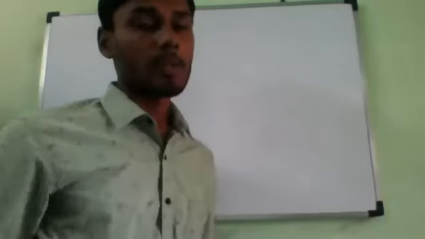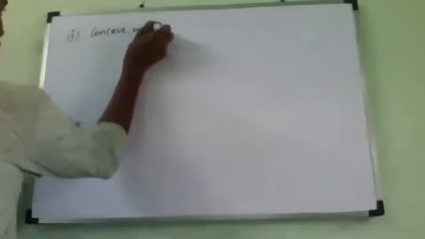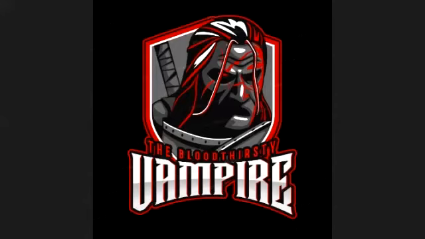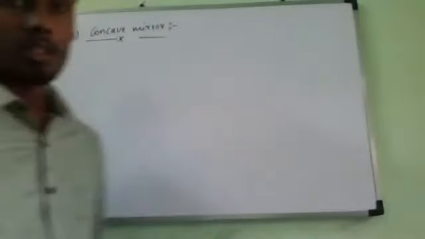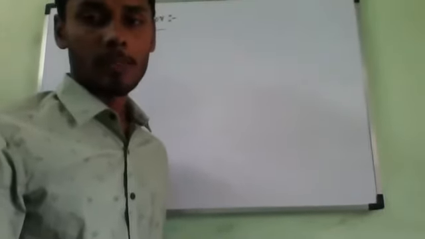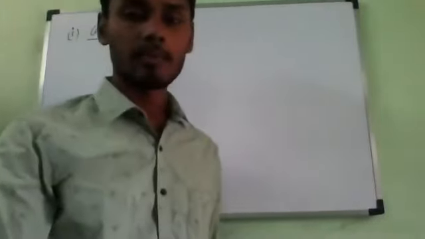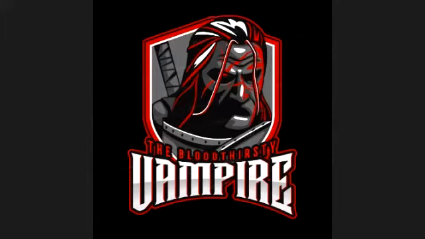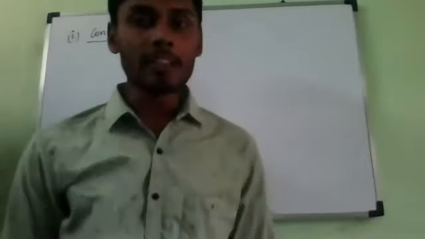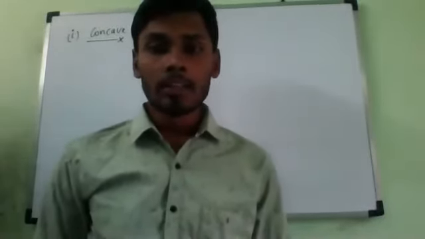Spherical mirrors are of two types. What is the first one? Concave mirror. Write it, all of you. A concave mirror is that spherical mirror in which the reflection of light takes place at the concave surface.